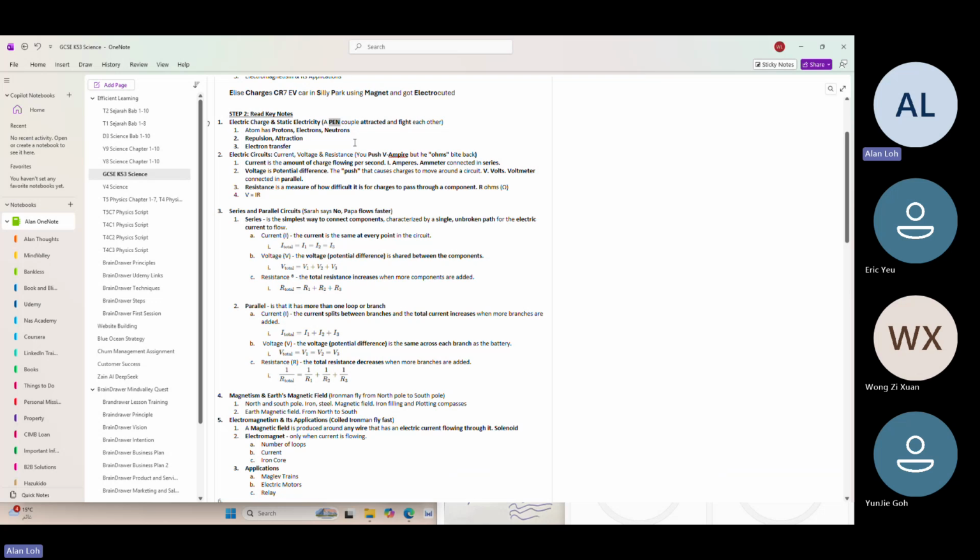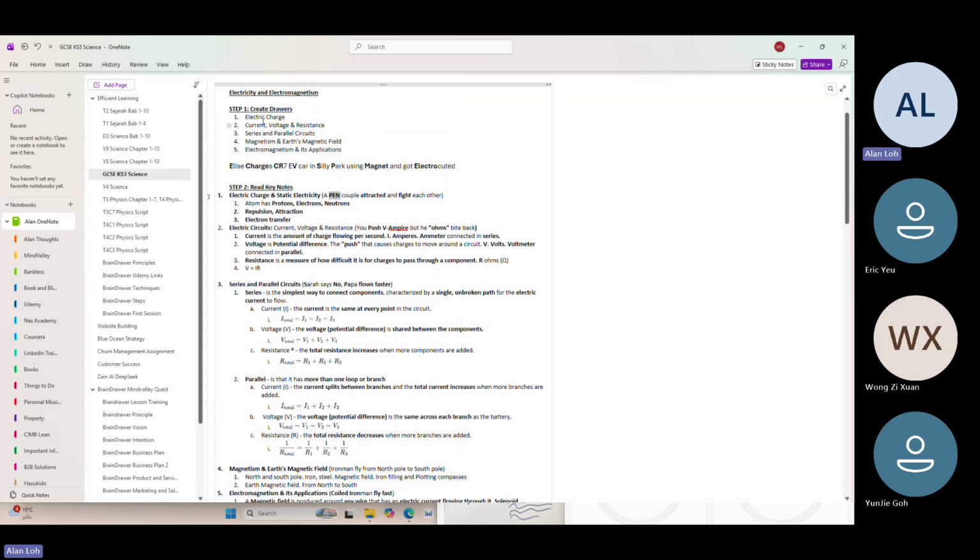Okay, for the benefit of Yinjie and also Eric and Xuan, let me tell you what I'm trying to do now. I'm trying to fill up items inside each of your drawers. As you remember, you have 5 drawers: electric charge, current, voltage, resistance, drawer number 2. Drawer number 3 is series and parallel circuits. Drawer number 4 is magnetism. Drawer number 5 is electromagnetism. This is the story that helps you to remember these 5 drawers in sequence.